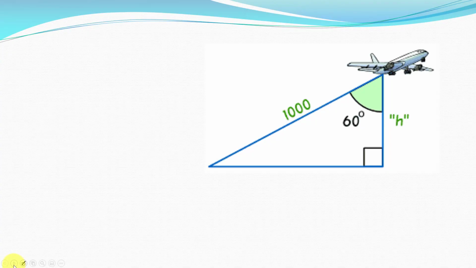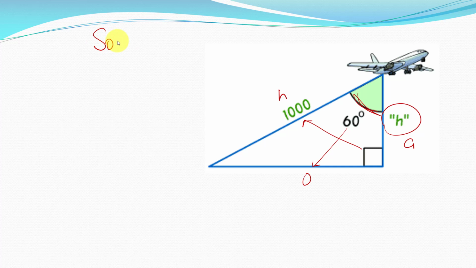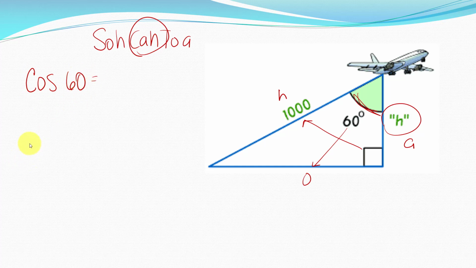Okay, here's another one. You've got an airplane. Looks like he's taken off. Labeling: well, I don't need opposite for this. I do need the hypotenuse. And this one is adjacent, it's touching my angle. So who uses adjacent and hypotenuse? Well, that is cosine. So I'm going to say cosine of 60 degrees equals adjacent, h, over hypotenuse, 1000.